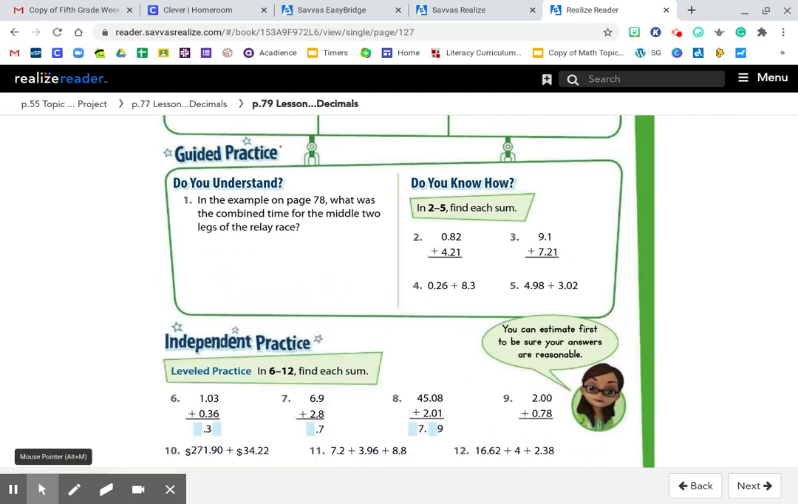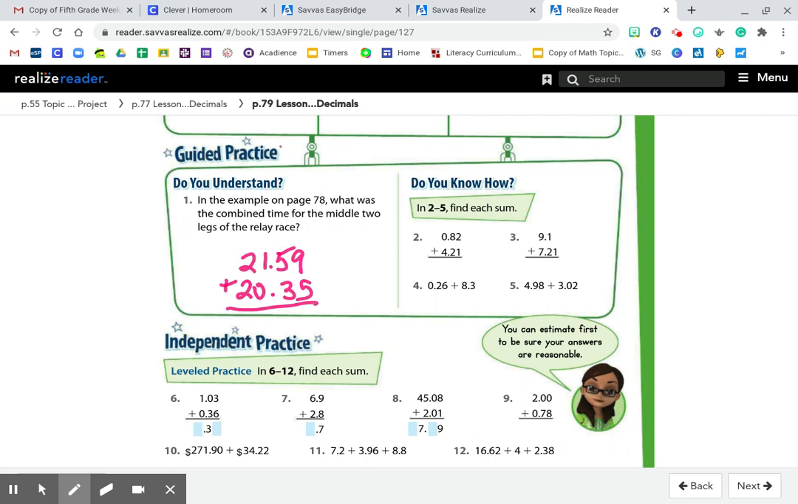So in the example on page 78, what was the combined time for the two middle legs of the race? So now we're going to have to go back to the data on the previous page, and the combined times of the two middle legs of the race is, we're going to take Bradley, 21.59, and Vic, 20.35, if I'm reading that right. I'm looking in my teacher manual, and the print is super tiny. 21.59, 20.35. Yep, there we go.